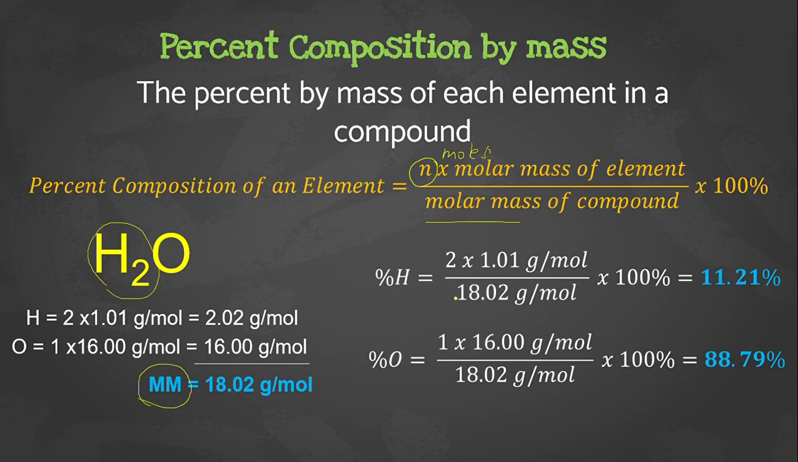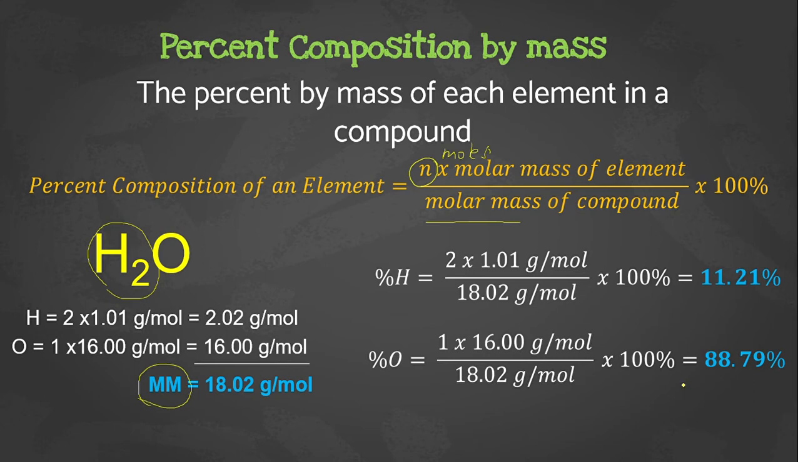Now, to get the percent composition of hydrogen in water, ganito lang siya. We have 2 hydrogen atoms based on the formula, and the mass of hydrogen is 1.01 grams per mole, all over the molar mass of water itself, so it's 18.02, times 100%. Ito yung formula natin kanina sa taas. So, yung percent composition ng hydrogen sa water is 11.21%. Well, for oxygen, so 1 times 16 divided by 18.02 times 100%, so it's 88.79%.